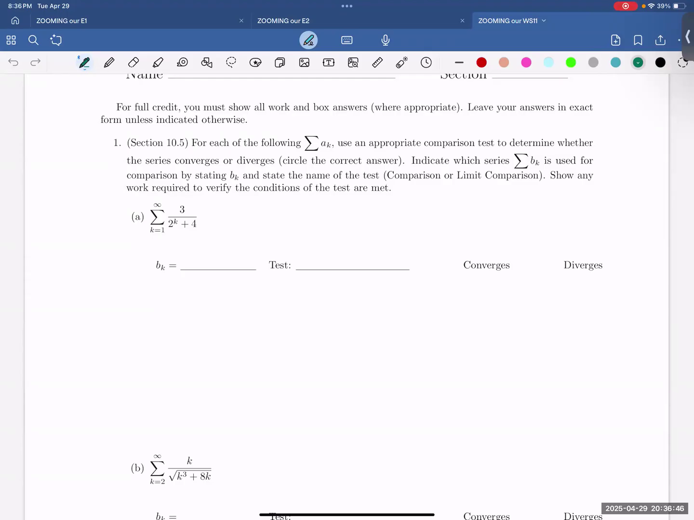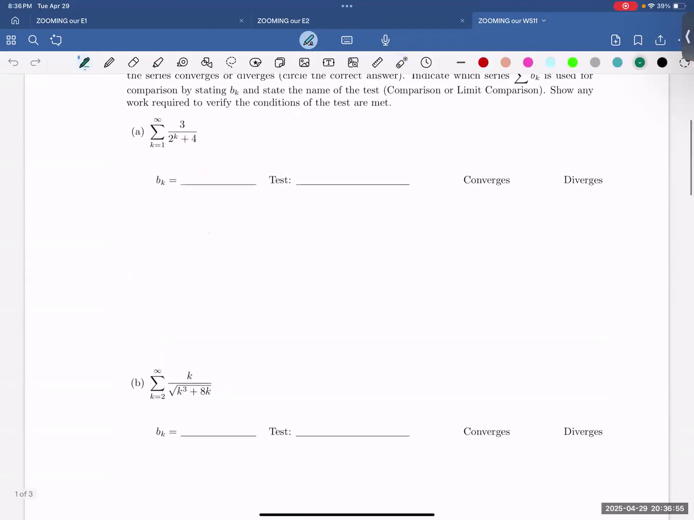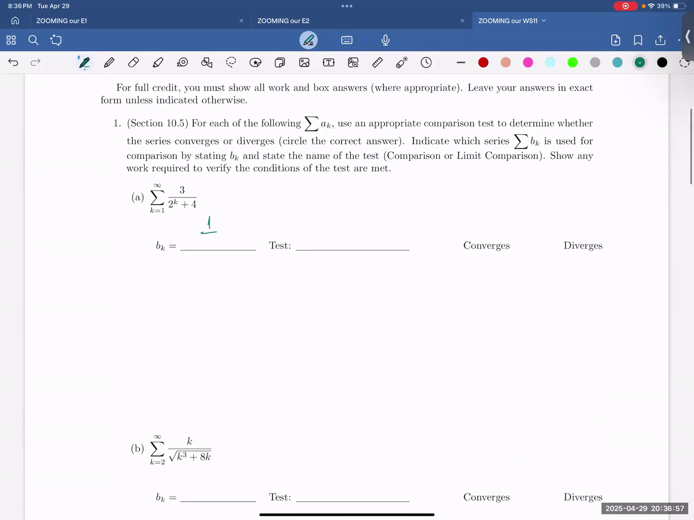So for b sub k, your choice, focus on your leading terms. 3 over 2 to the k, that could work, or 1 over 2 to the k, that could work. Let's use 1 over 2 to the k. The test: limit comparison test.